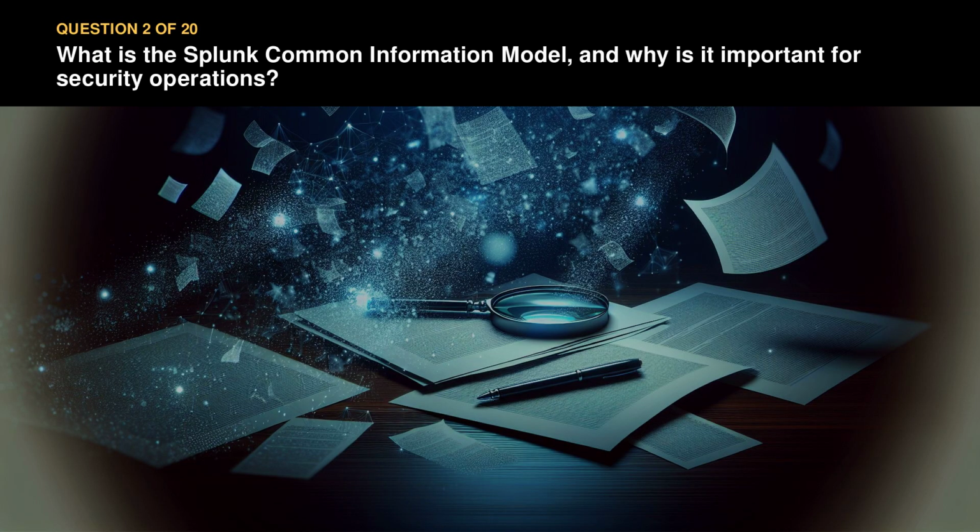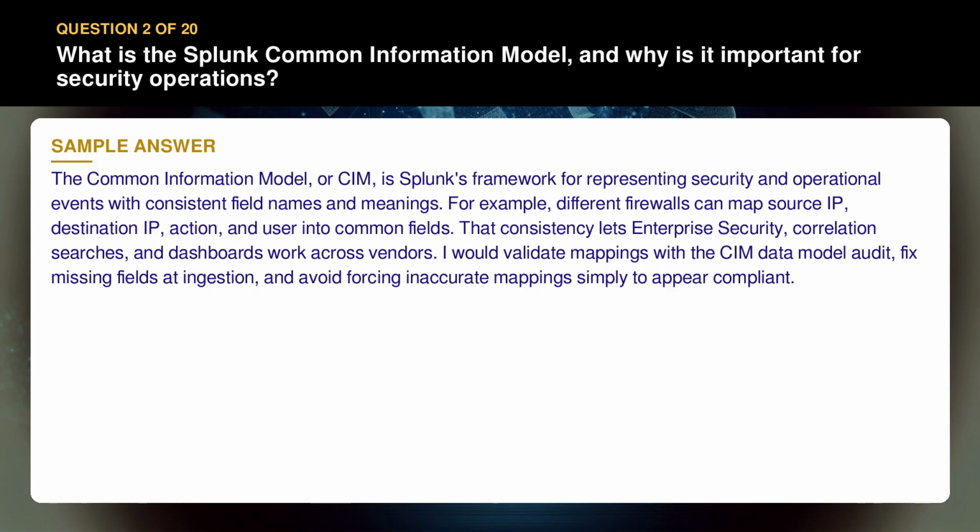Question 2. What is the Splunk Common Information Model, and why is it important for security operations? The Common Information Model, or CIM, is Splunk's framework for representing security and operational events with consistent field names and meanings. For example, different firewalls can map source IP, destination IP, action, and user into common fields. That consistency lets enterprise security, correlation searches, and dashboards work across vendors.